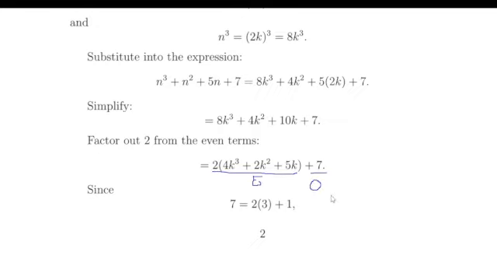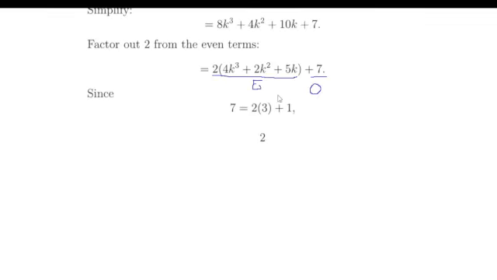And so what I did here was, well, I can factor out a 2. I can write 7 as 2 times 3 plus 1, and then this part right here goes in the parentheses, the 7. That's 2 times 3, and then plus 1 remainder. And so this whole inside we'll just call m. So this is in the form of 2m plus 1, which obviously is odd. So therefore, n cubed plus n squared plus 5n plus 7 is odd.